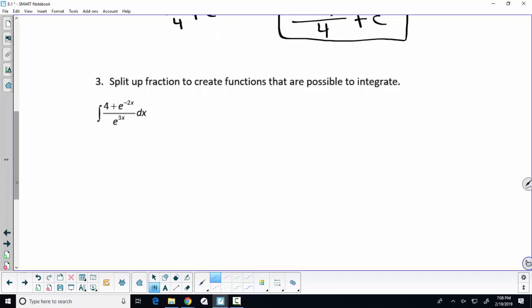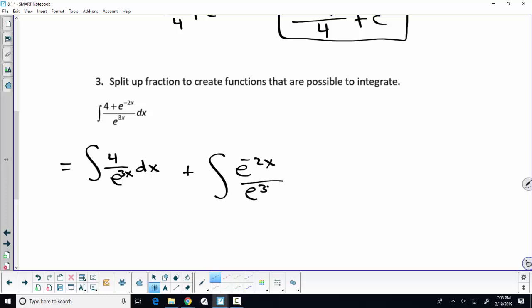Another common technique is when you have a bunch of things divided by a single term. Generally, the approach there is to just split them up. So if you have something like this, we can write this as the antiderivative of 4 over e to the 3x dx, plus the antiderivative of e to the negative 2x over e to the 3x. And oftentimes that can help us simplify and integrate.